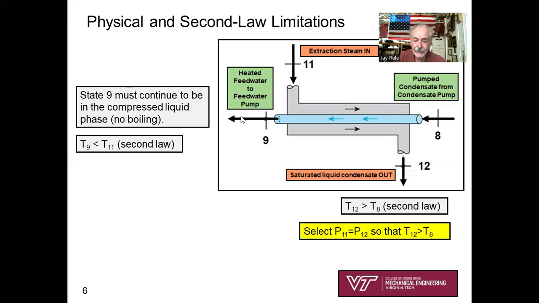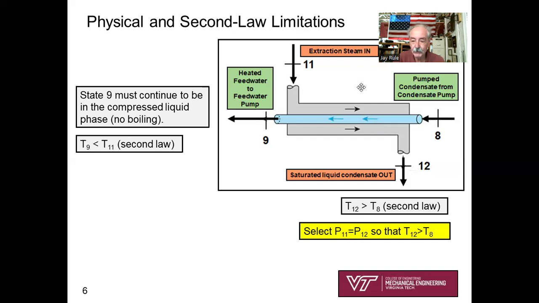Another physical limitation is that we cannot allow this water to be boiled. In other words, T9 has got to be below the saturation temperature. It can't be saturated liquid at P8 equals P9. So that's something as an engineer you've got to verify. You can't have any boiling here because it's got to go into the feedwater pump, and it needs to be a compressed liquid going into a pump. We can't pump mixtures of vapor and liquid.